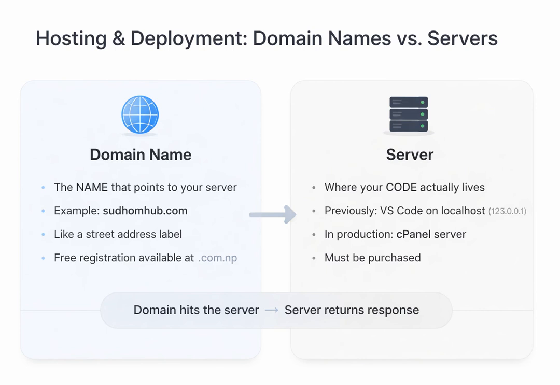The domain name, on the other hand, is simply the human-readable name that points to that server. When someone types your domain name into a browser, it hits the server. The server runs your code and sends back a response. The domain name itself can be registered for free at .com.np, but the server, that you have to purchase.